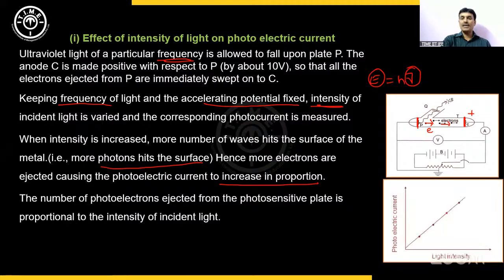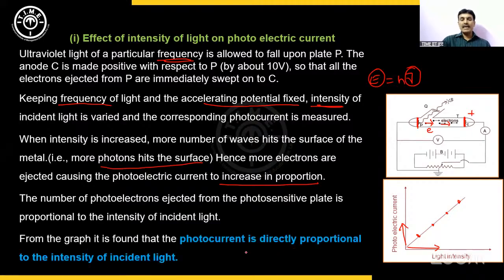The graph here represents the relation between photoelectric current on the y-axis and intensity of light on the x-axis. See, with increase in intensity, the photoelectric current also increases linearly. It is a linear relationship. So from this we can say that photocurrent is directly proportional to the intensity of incident light. More the intensity, more is the photoelectric current.